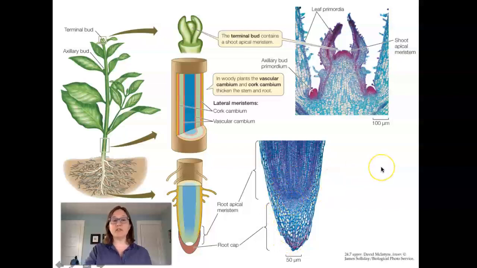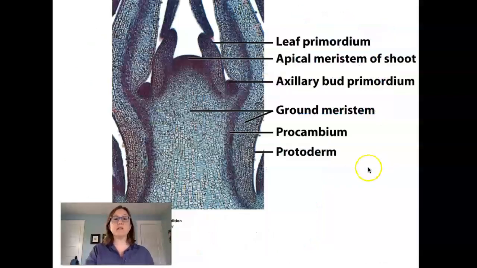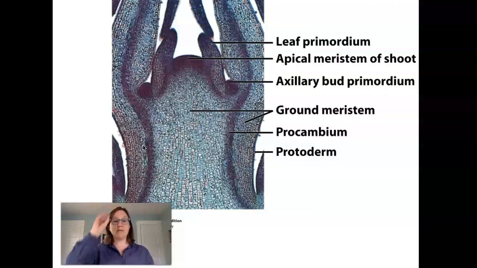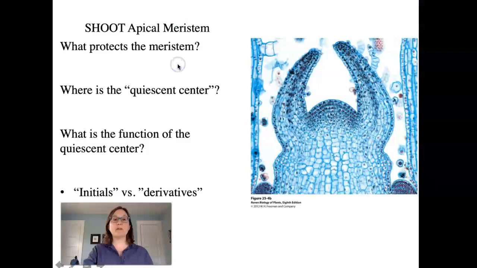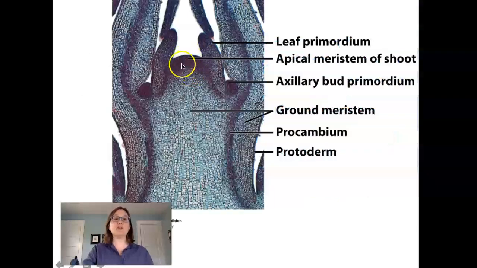So now we're going to look at the shoot apical meristem and the root apical meristem separately. Starting with the shoot apical meristem, we have here again a micrograph, which is a longitudinal section through the leaf and the stem, and the very tip is where we're looking. The apical meristem is located right at the very tip of the plant, of the shoot as it's growing. It has very small cells, and it's protected only by the leaf primordia.